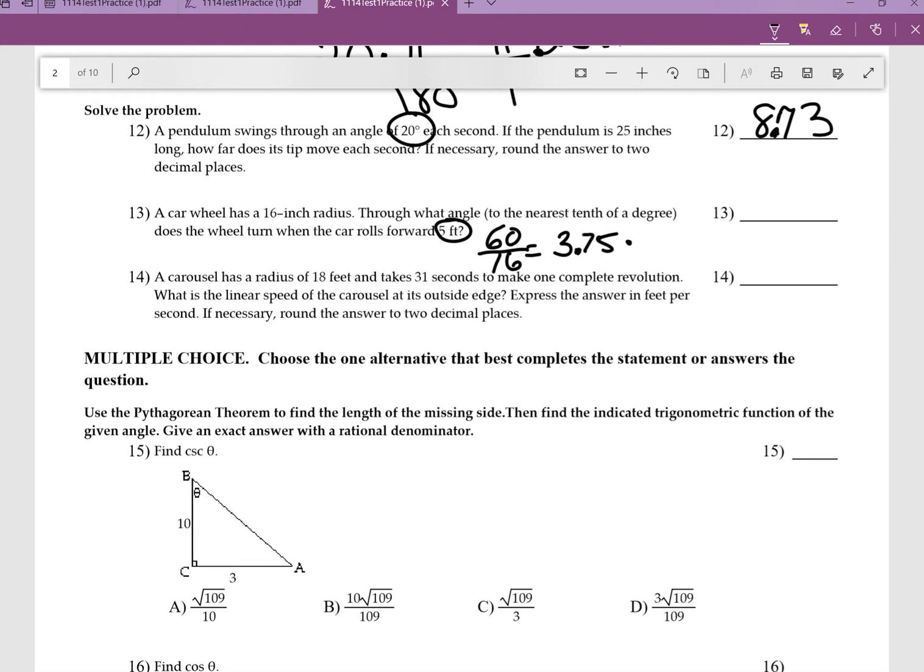Yeah. So the 3.75 times 180 degrees, technically over pi, because we're trying to answer the question here to the nearest tenth of a degree, so we got to convert this. So this ends up giving you 214.